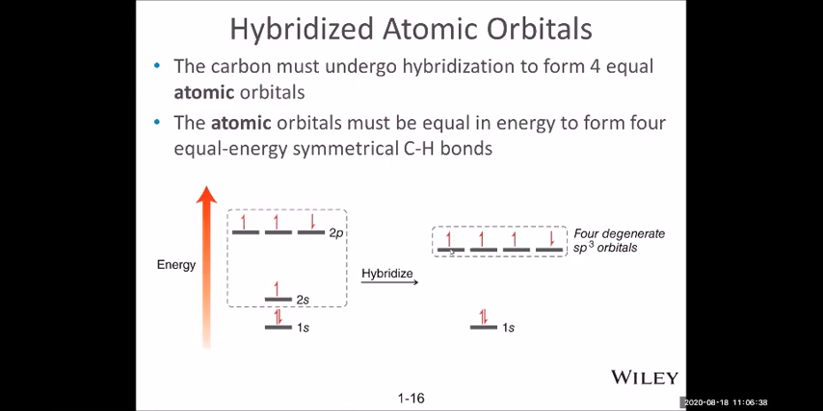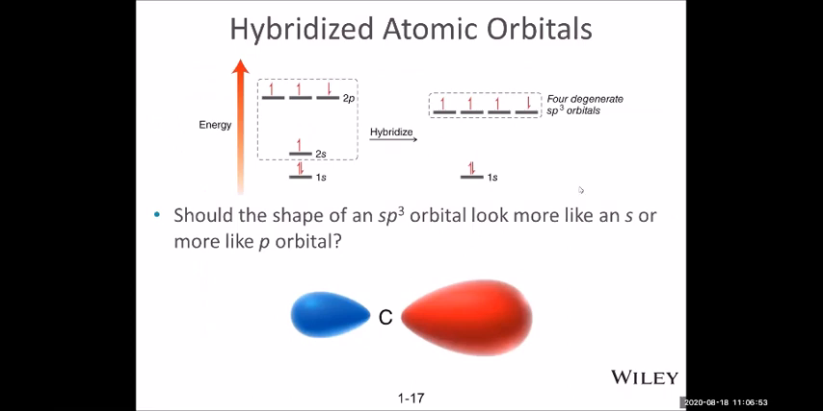And the 4 hybrid orbitals have the same energy. We call them degenerate. In quantum physics, degenerate means they have the same energy, even though in space they occupy different locations. So that's how you form bonds with hydrogen atoms. And the amount of s or p character in the hybrid orbitals affects the shape.